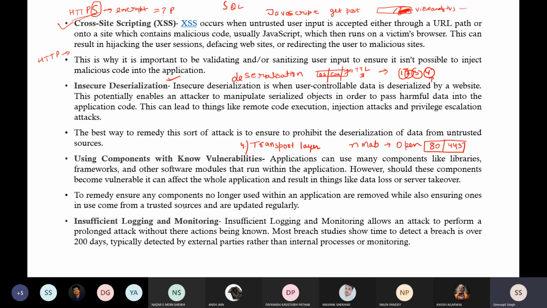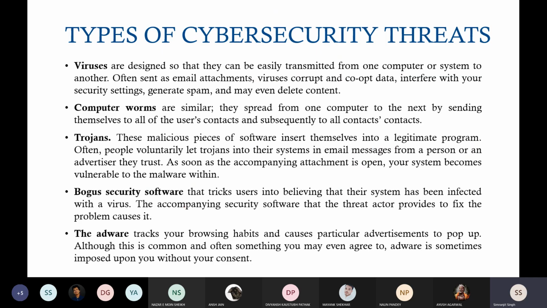Okay, so these are some common vulnerabilities. They are not only specific to Linux; these are common to Windows and Linux. Keep that in mind. Now, what are the cyber security threats? Threats are a very specific thing. Vulnerability is like a generalized thing, and threats are very specific.